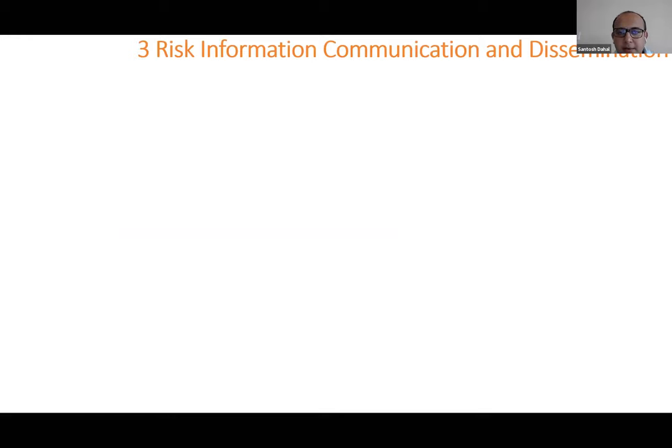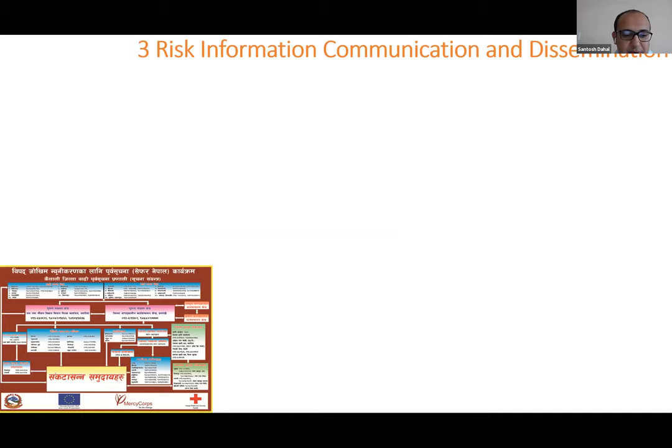Another is risk communication and dissemination. For that, at the community level, this was the risk communication map developed by Mercy Corps in Kailali. I took the reference from Mercy Corps, where I used to work earlier, so we prepared this kind of communication channel from the community up to the national level, so that all the communication channels are installed at community places and distributed with the telephone diary and everything, so that they can contact the respective stakeholders during any kind of monsoonal disasters.